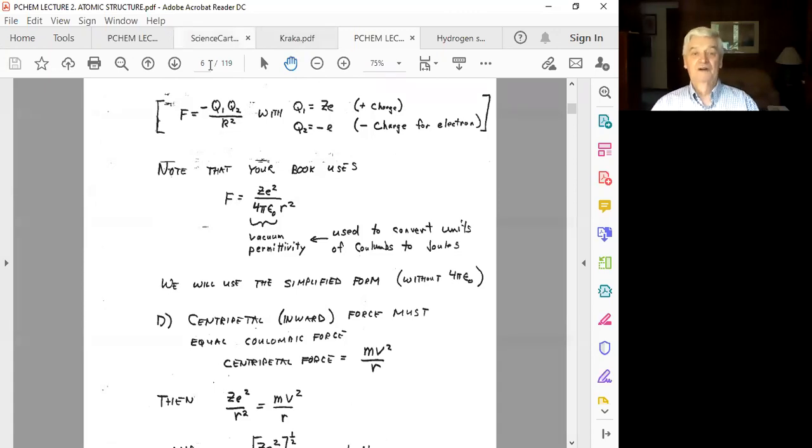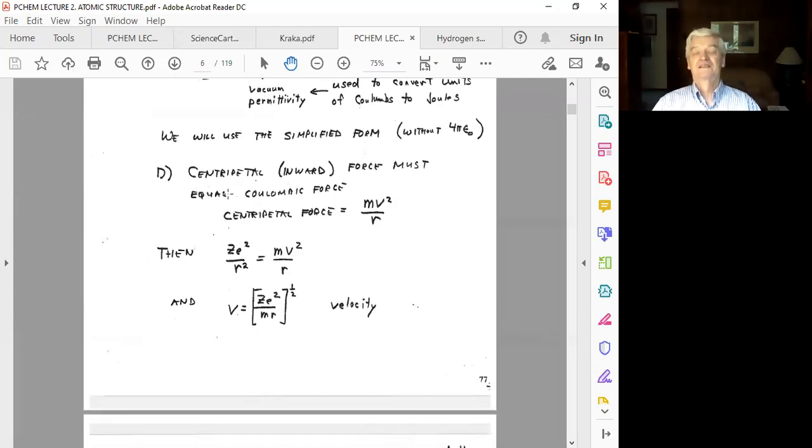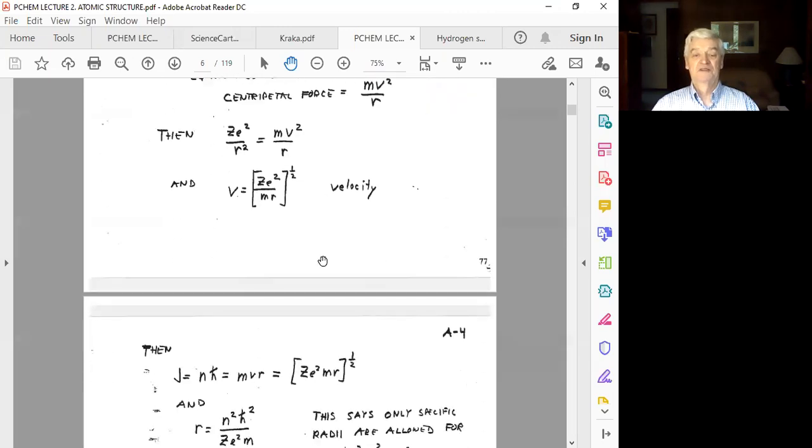Okay, so you should have learned this electrostatic attraction from physics. You probably also heard about centripetal force. So the centripetal force, if you have something going around in a circle, is given by this formula here, according to our physics books. And what Bohr said was the electrostatic attraction has to equal the centripetal force. And so he equated these two formulas, and he wound up with a formula for velocity. So solve for v out of this mv squared situation here.